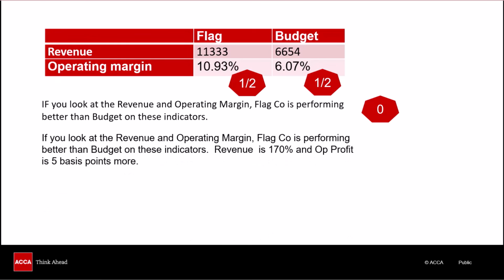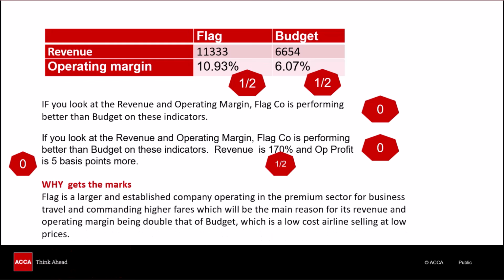If you look at the revenue and operating margin, Flag Company is performing better than Budget on these indicators. Revenue is 170%, operating profit is 5 basis points more. Again, that is 0 marks, but you will get half a mark for that extra ratio you've calculated, which calculates that revenue is 170% more for Flag than it is for Budget. You're still making a statement.